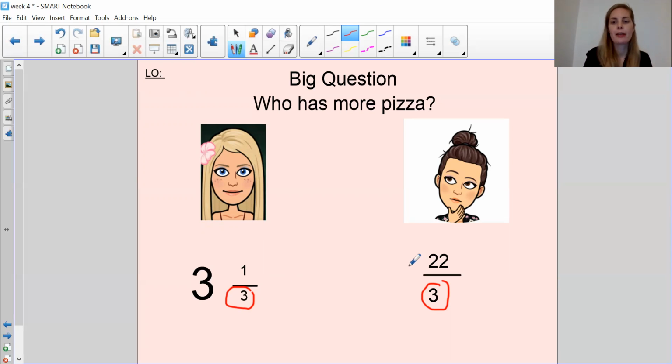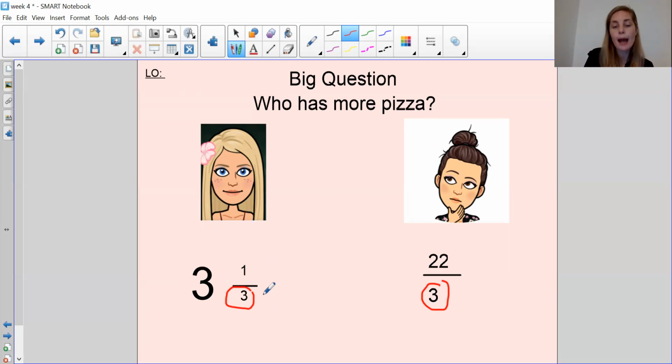Okay, let's go through it together. So first of all, I've got a mixed number and I have an improper fraction. So I'm going to make them both improper fractions and then I can compare them easily. Now, I'm already happy because my bottom numbers are already the same. So once I change this mixed number to an improper fraction, they're going to be both with the same denominator and then I can easily compare the top numbers.